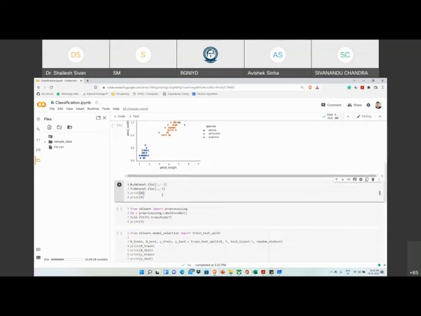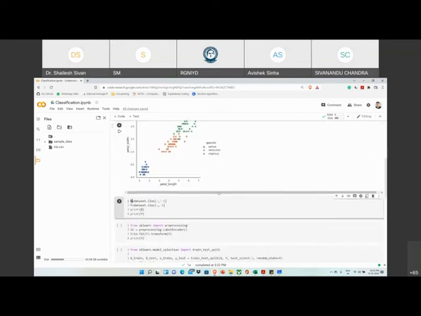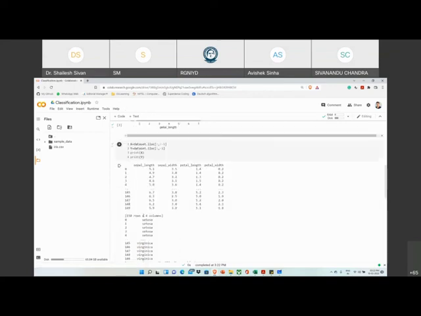Now what we have to do is split the data into X and Y. That is, all these columns, sepal length, sepal width, petal length, and petal width go to X, and species as Y. Okay, so we have split that into X and Y. Now we are printing it. You can see the X values are here and the Y values are here.